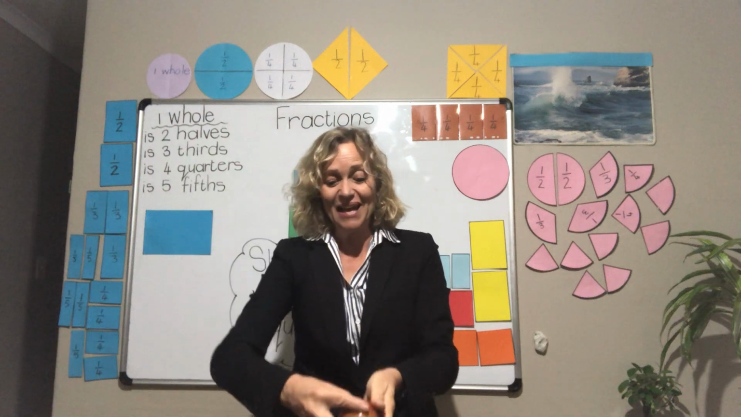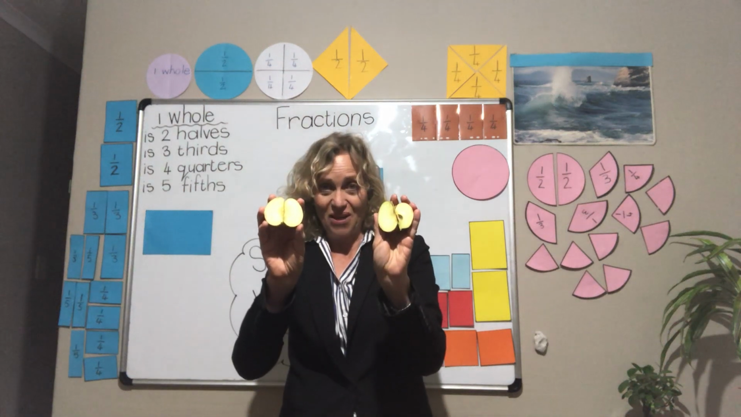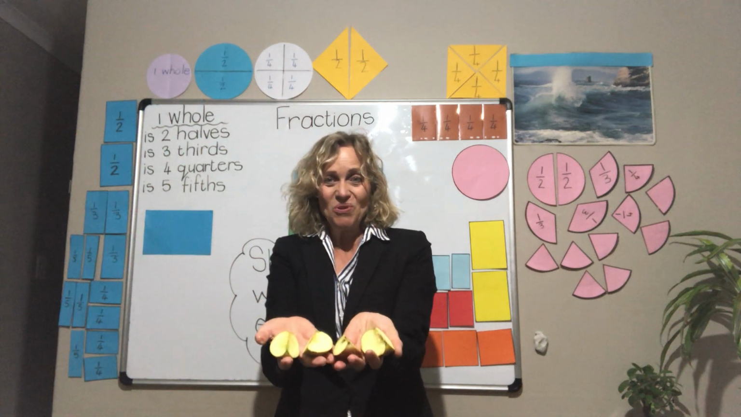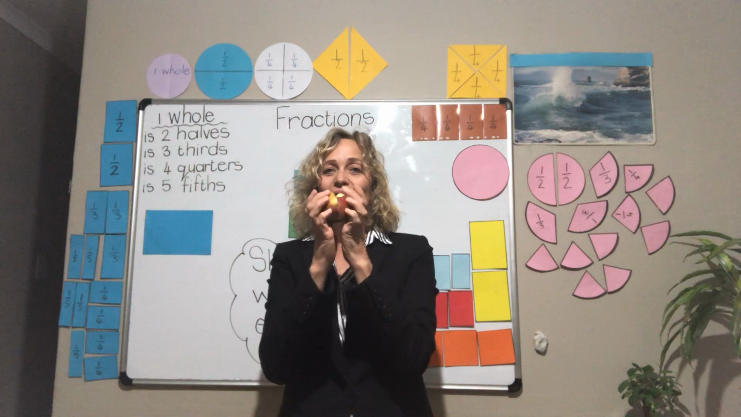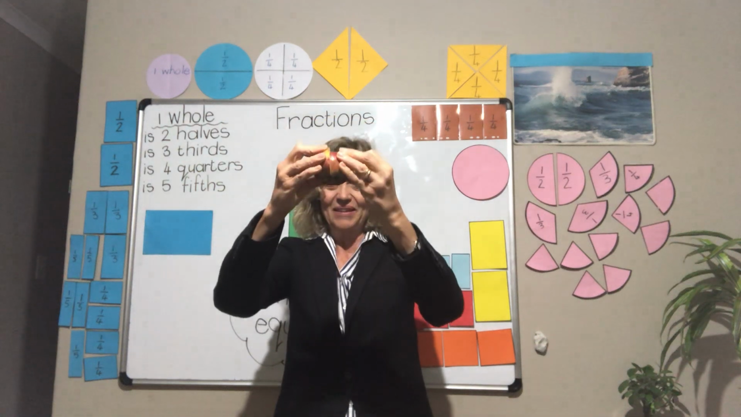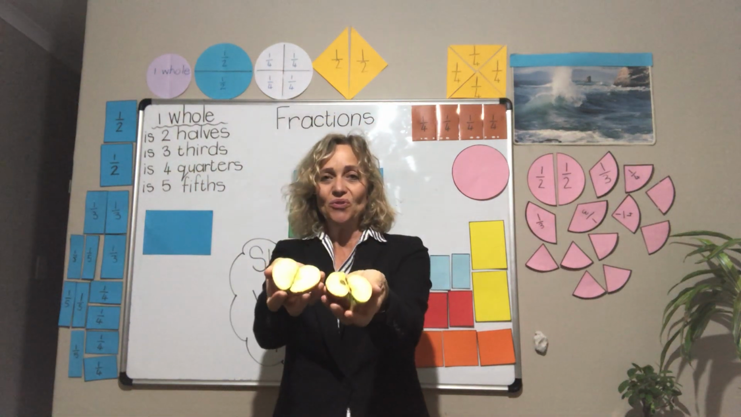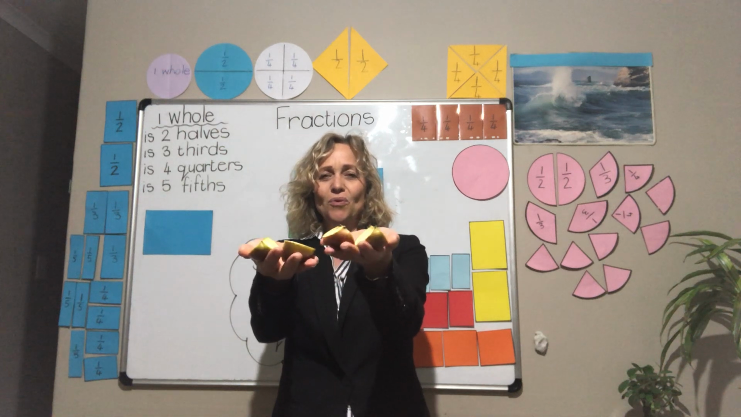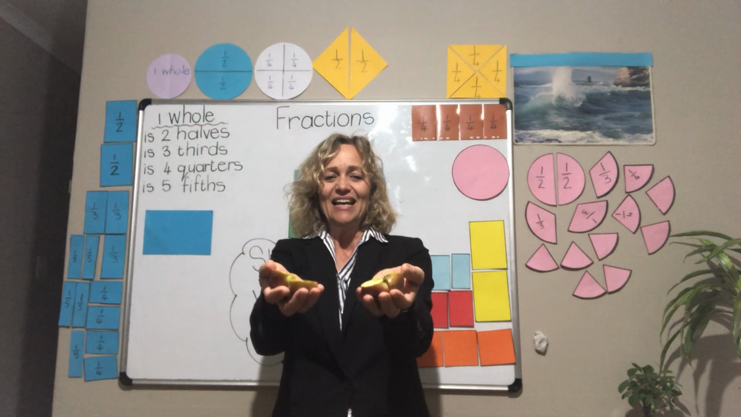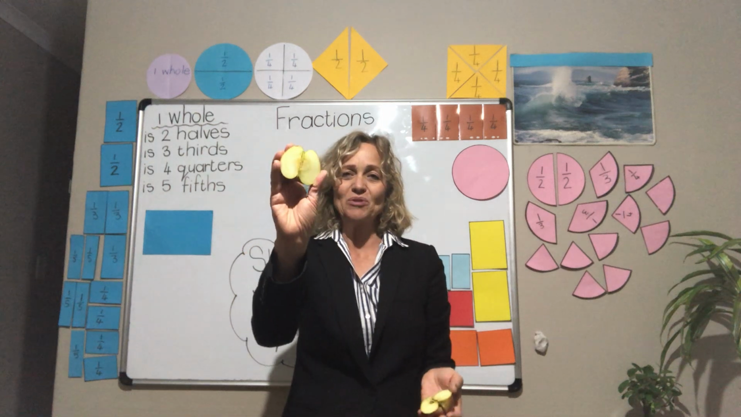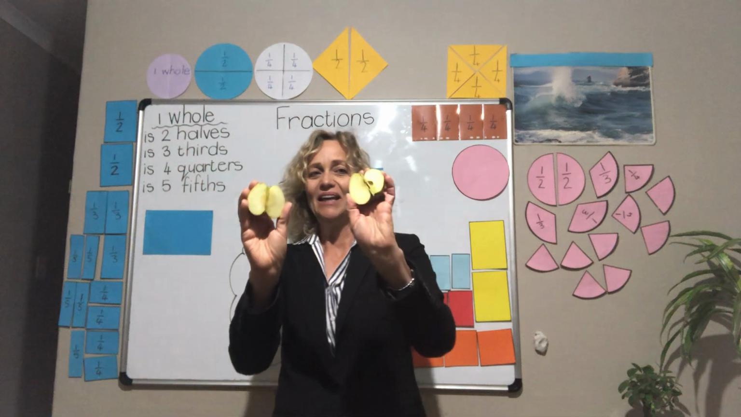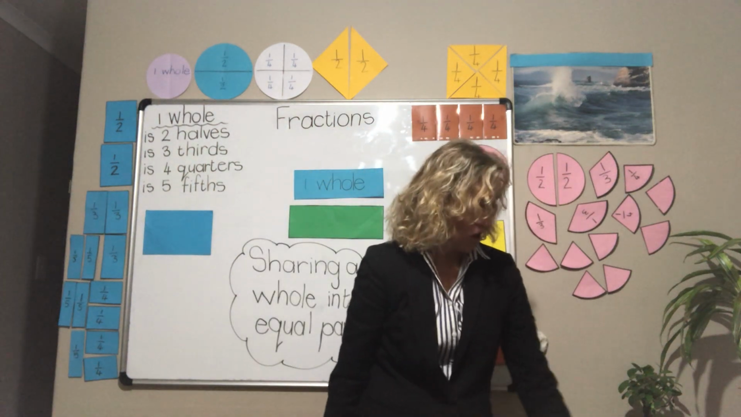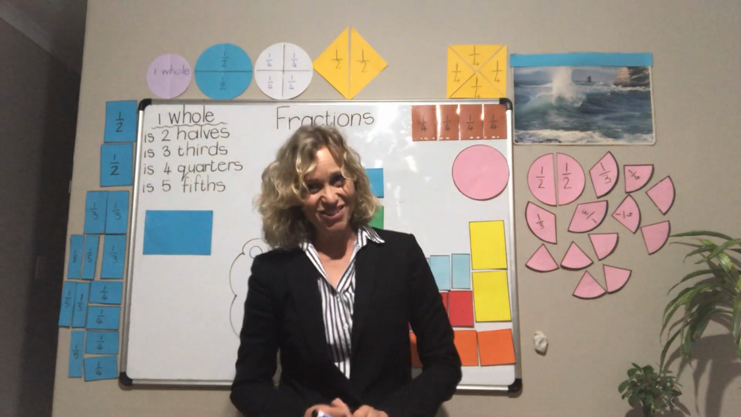And now the apple has halves, and now the apple has quarters. So 1 whole became 2 halves, became 4 quarters. Can you see that? And 2 quarters is the same as 1 half, and there you see that as well. Okay. So now I hope you understand what a fraction is.